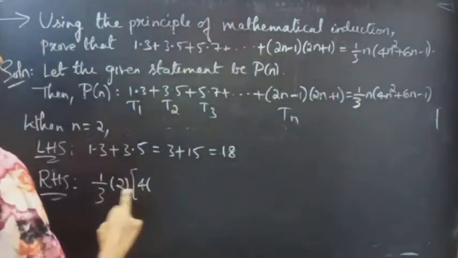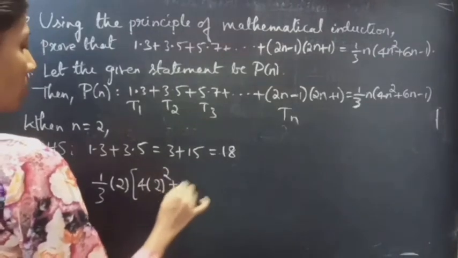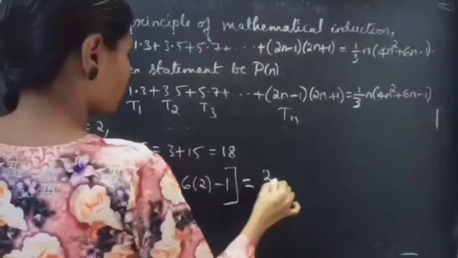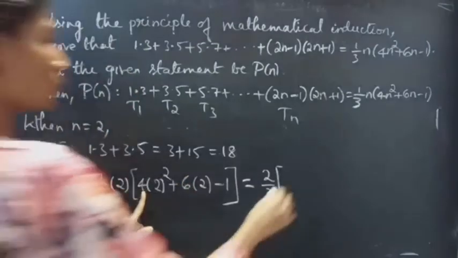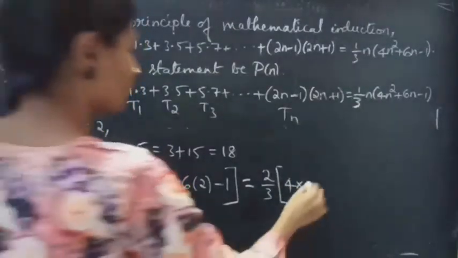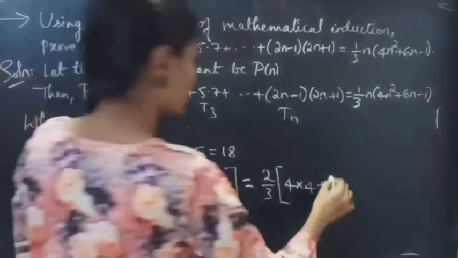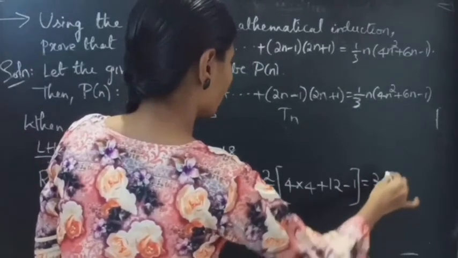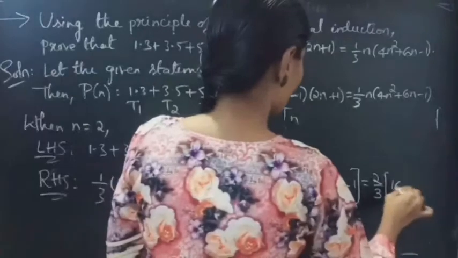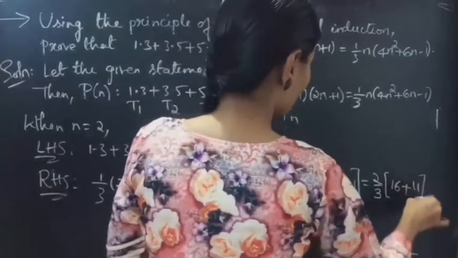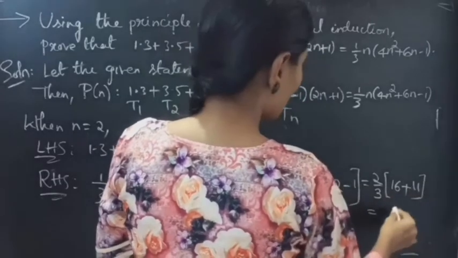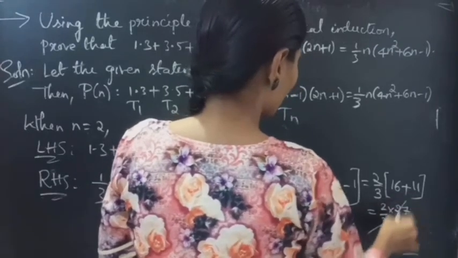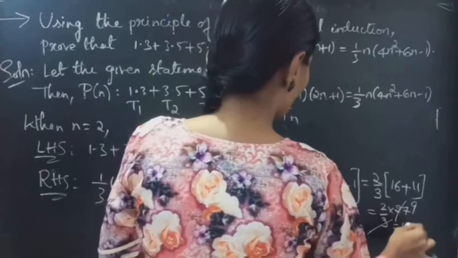You'll get 1 by 3 into 2 into (4 into 2 square plus 6 into 2 minus 1) equals to 2 by 3 into (4 into 4 plus 12 minus 1), which is 2 by 3 into (16 plus 11), which is 27 into 2 by 3. 3 nines are 27, 2 nines are 18.